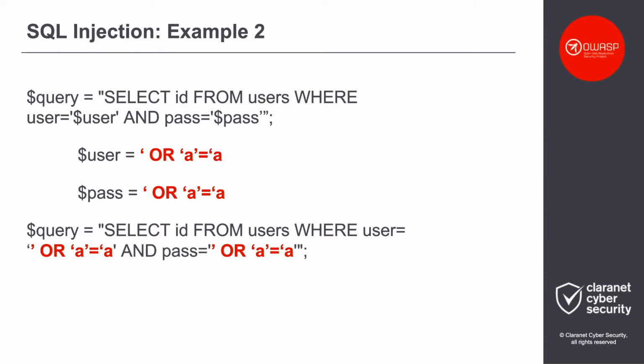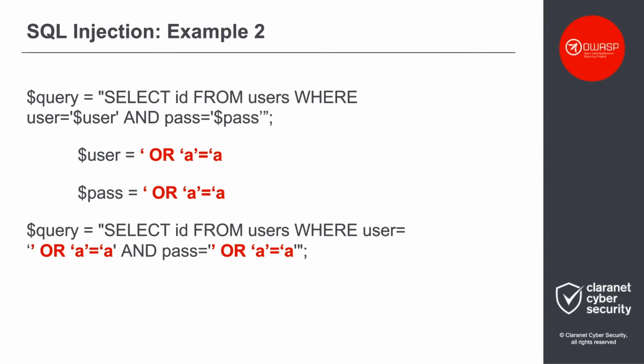That is to say, select ID from users where the user or username is equal to nothing or an empty string, or A is equal to A. And the same thing for the password field. Now, as A is always equal to A, this will return a true result. And unless some much more intricate protections have been put in place, this will lead to authentication bypass, as this overall query will return a value of true rather than false.